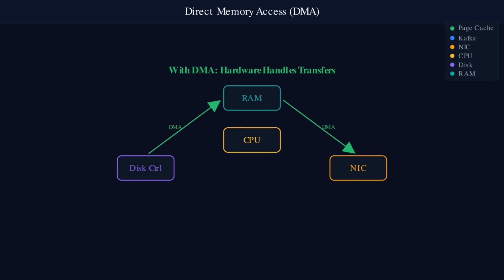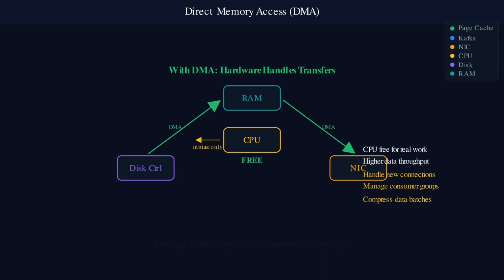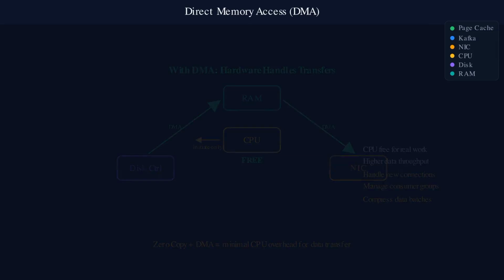DMA is a hardware feature built into devices like disk controllers and network interface cards. It allows these devices to transfer data directly to and from system memory without involving the CPU for every byte. When the disk controller reads data, DMA moves it straight into RAM. When the network card needs to send that data, DMA pulls it directly from RAM to the NIC's transmit buffer. The CPU only needs to initiate the transfer and gets notified when it's complete. This frees up CPU cycles for actual processing, like handling new connections, managing consumer groups, or compressing data batches.